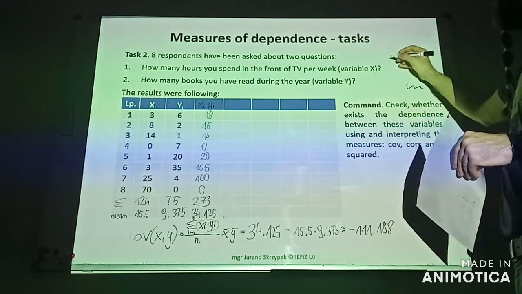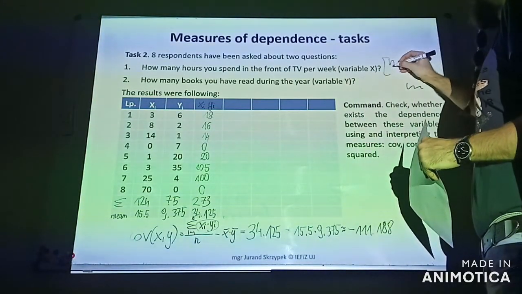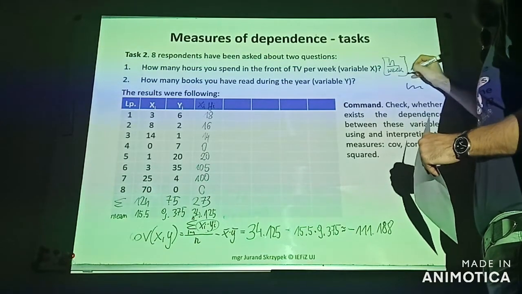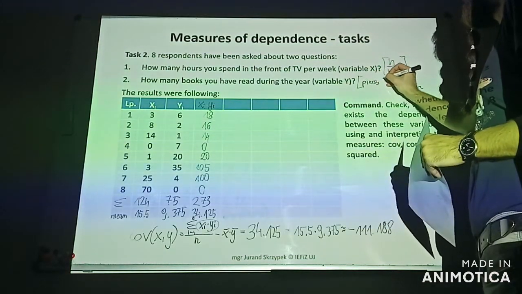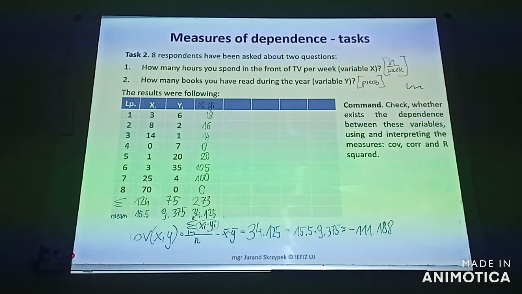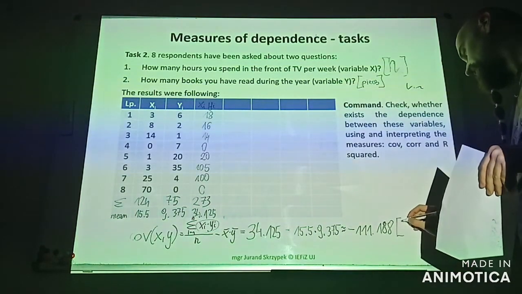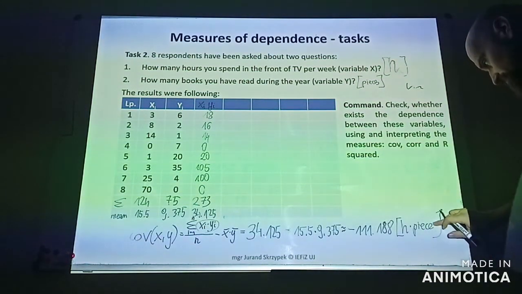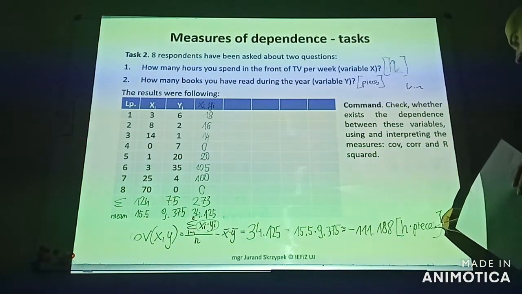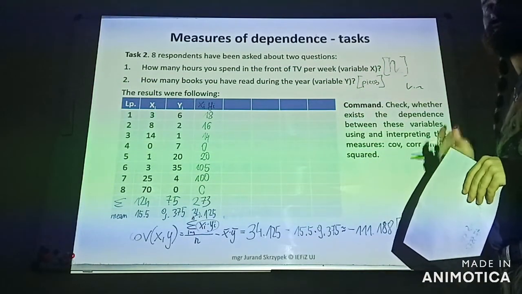This time is measured in how many hours? Hours per week. And here we have the unit, how many books? In pieces during the year. So simply hours and pieces. So here we have hours multiplied by pieces. How about the interpretation of that amount, the interpretation of covariance here?